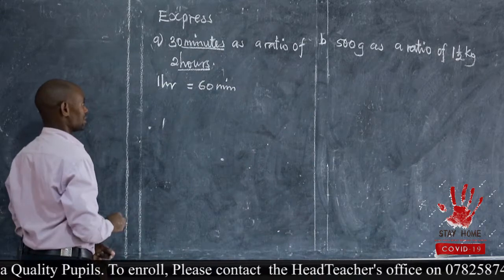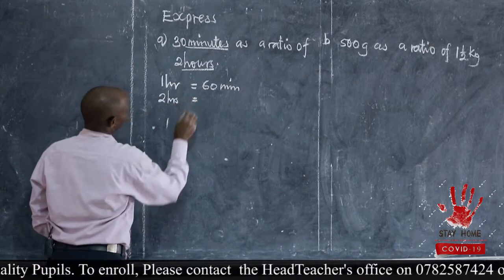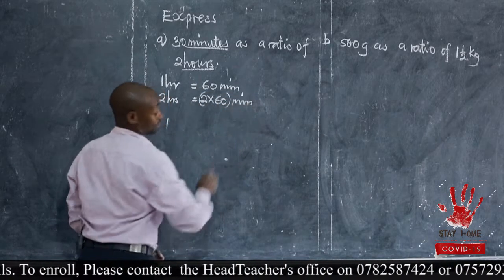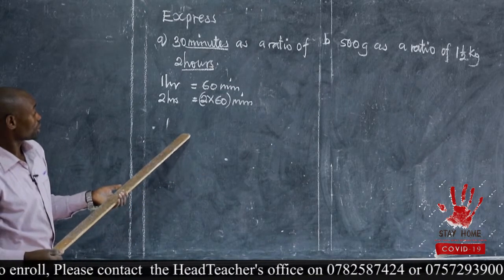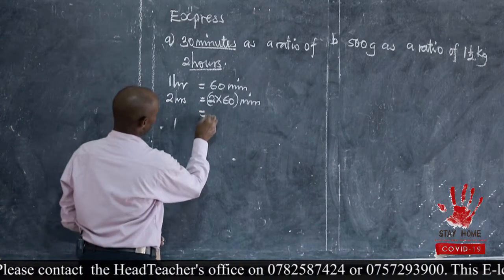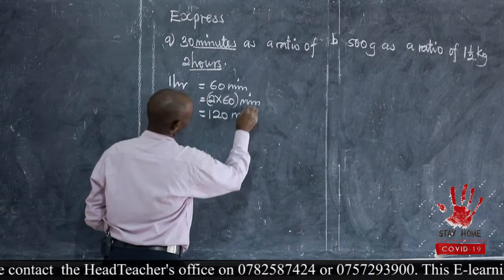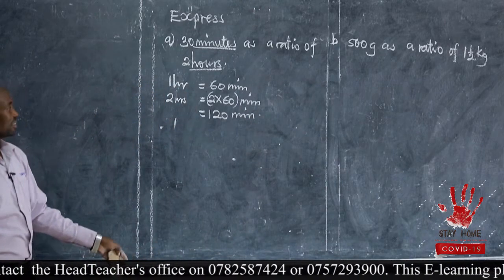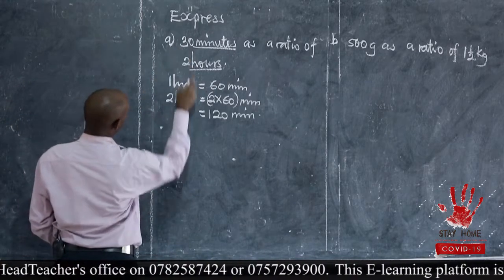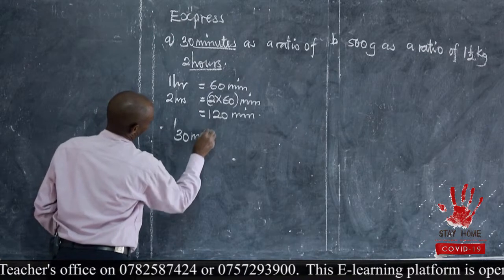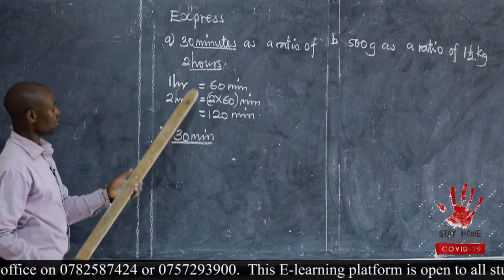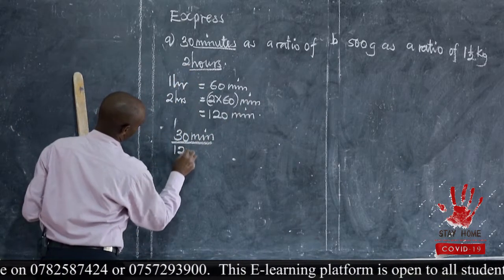I hope you remember that. What about if we have 2 hours? 2 hours will give us 2 times 60 minutes. If you don't multiply, you are going to add 60 two times. So when you multiply, what do you get? You are going to get 120 minutes. Now that we have the same units, it becomes very simple. Step 1, we are going to express 30 minutes as a fraction of 2 hours, and the 2 hours has given us 120 minutes.